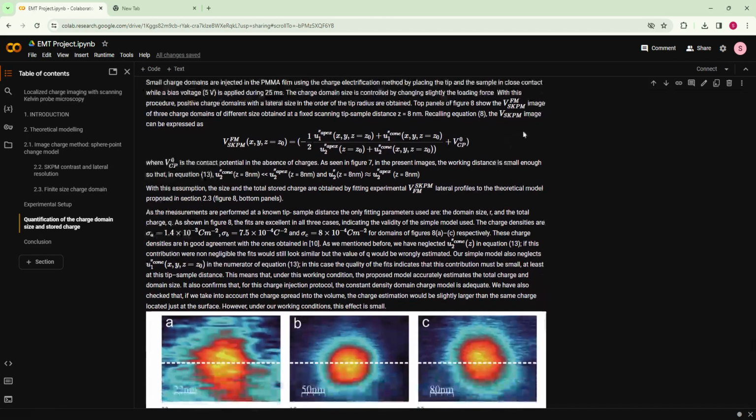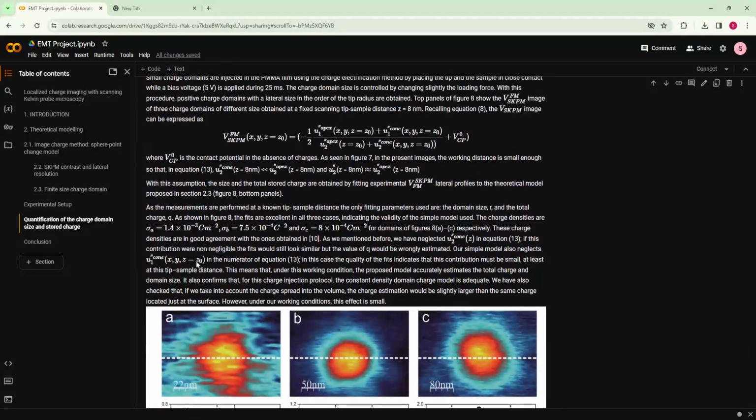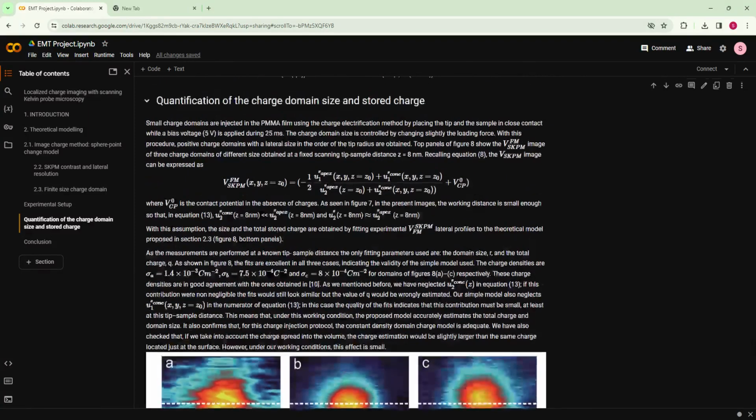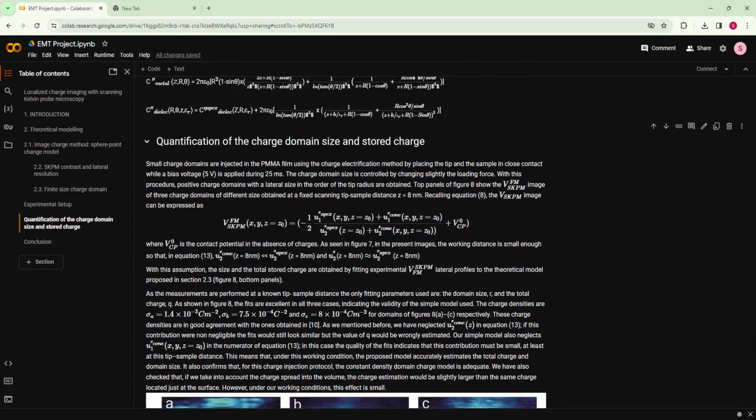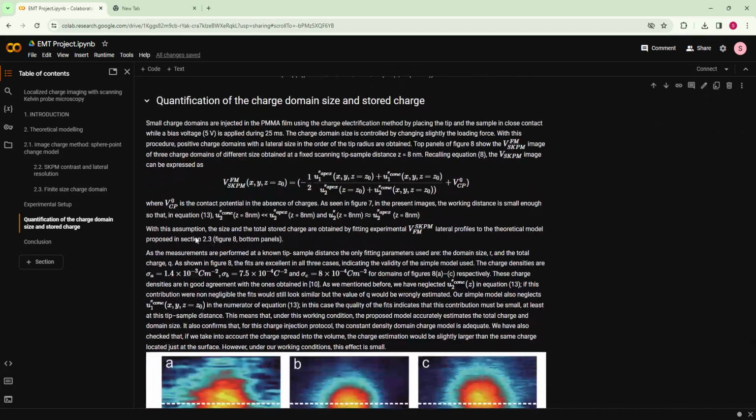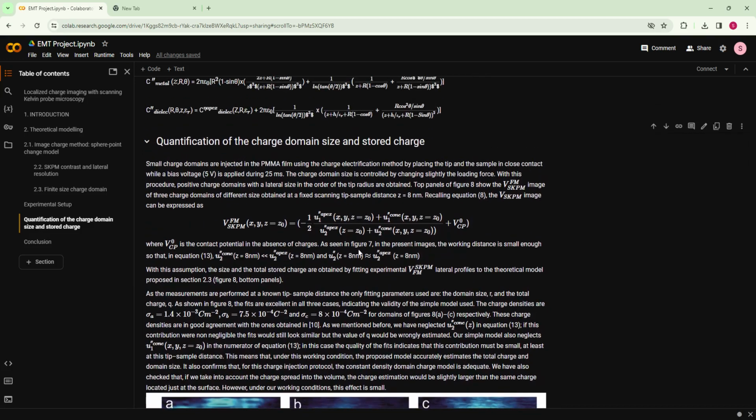Recalling equation 8, the VSKPM image can be expressed like this. The figure 8 is this, and you can see 8A, B, C. This was the formula: VFM SKPM XYZ equals Z0 minus 1/2 U1'' apex XYZ, equals Z0 plus U1'' cone XYZ, equals Z0 over U2'' apex, Z equals Z0 plus U2'' cone XYZ, equals Z0 plus V0 CP. And V0 CP is the contact potential in the absence of charges, when the charges are not present.